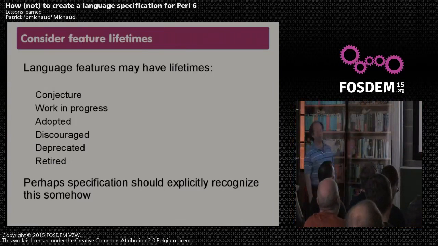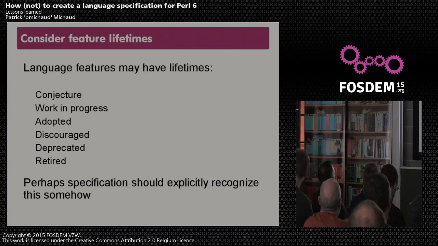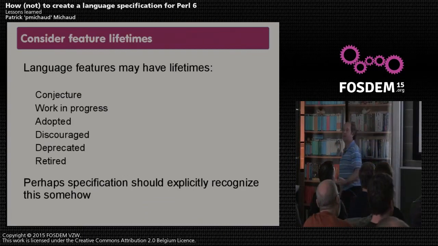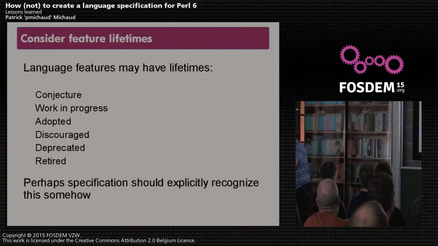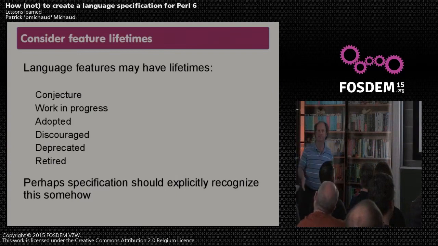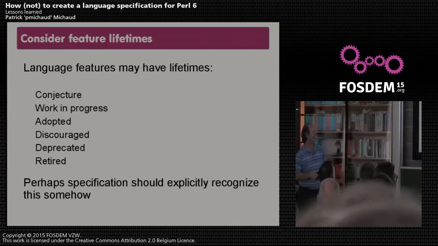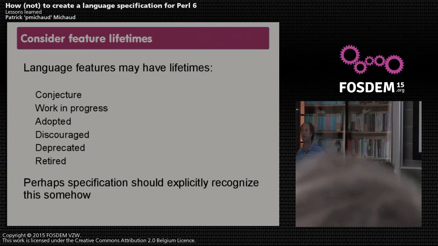A feature may start out as being conjectural, and then it may move to then being a work in progress where people are trying things. Eventually, it may come to a point where it's adopted. It's officially part of the language. And then, of course, we have the declining side of a feature. There may be a point at which, well, it's still there, but we don't recommend you use it, where it's discouraged, all the way down to the form of deprecated, which is where we say, well, it's still there, but it's going to go away. And then retired, which is when it's officially removed.